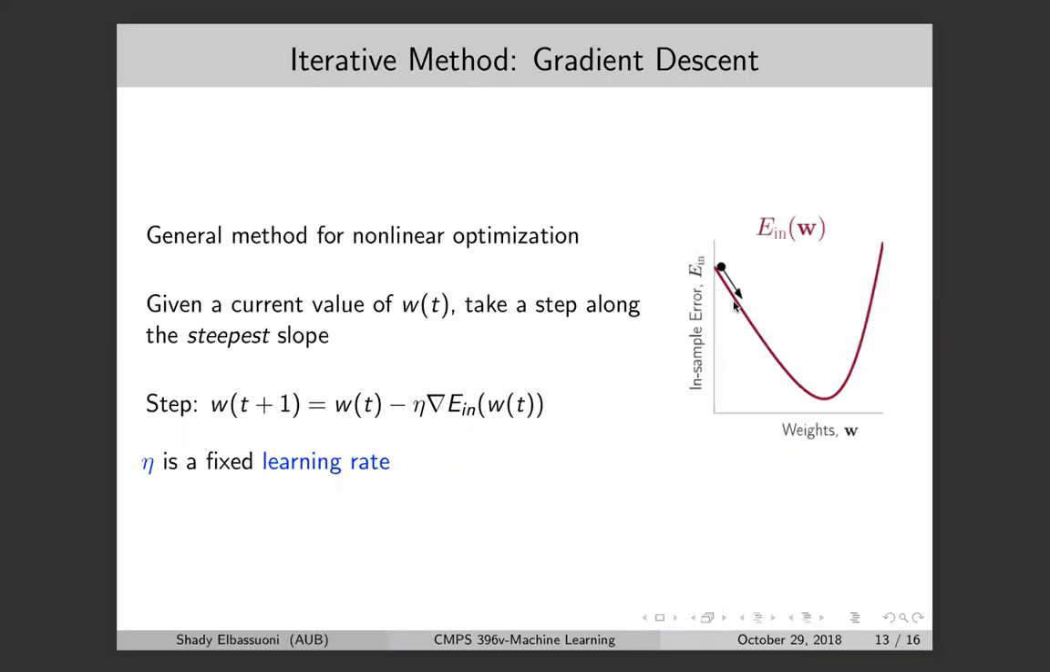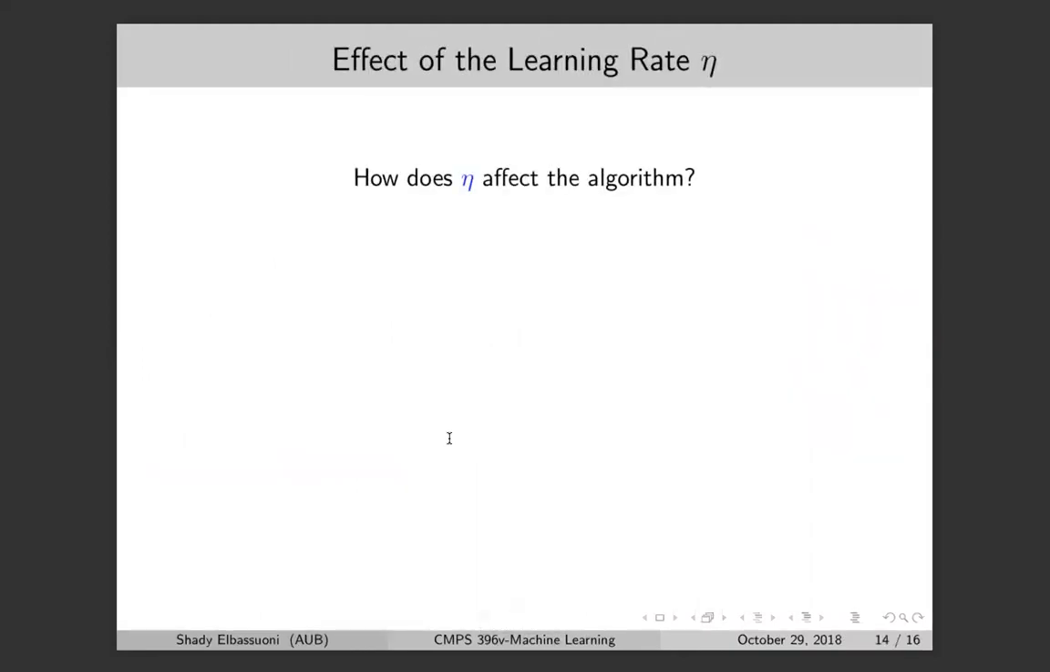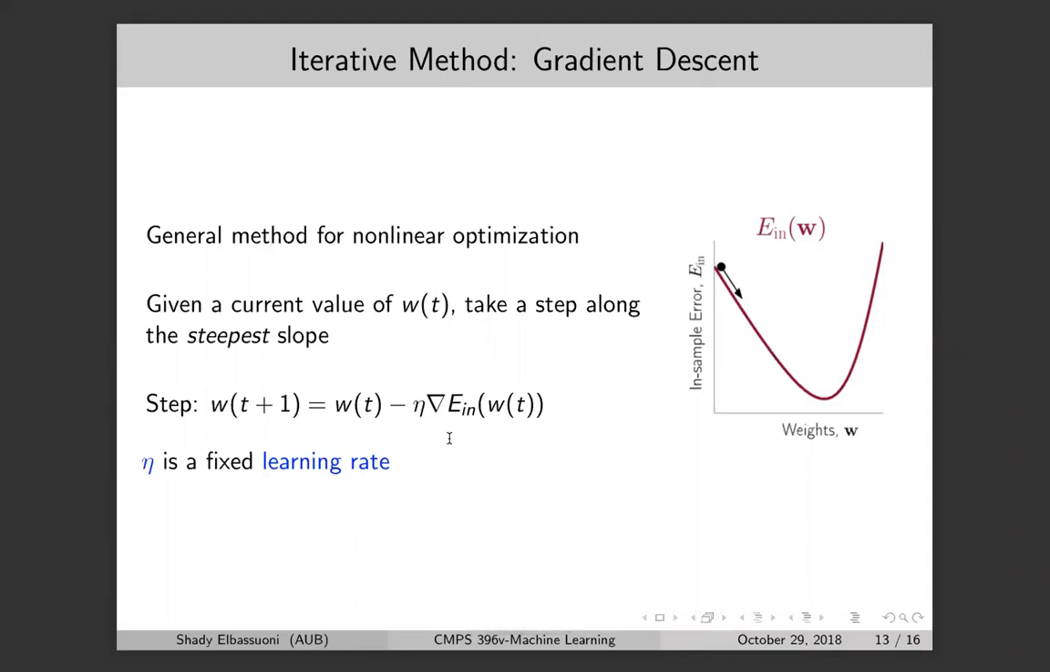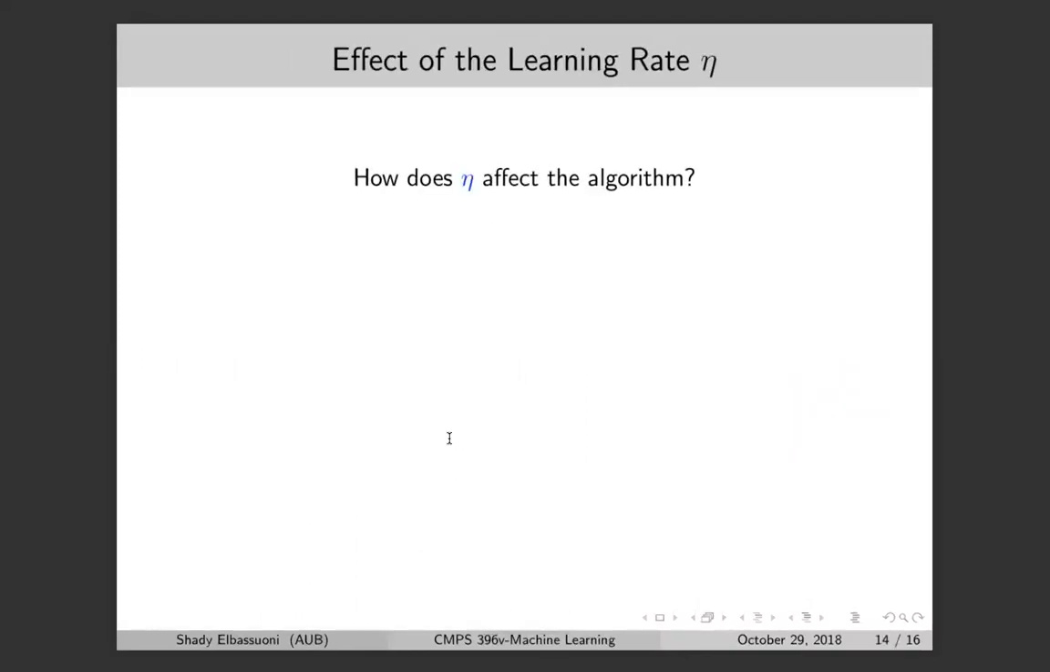Good. So now back to gradient descent. The new weights would be the old weights minus eta, the learning rate, times the gradient at W of t, at the current values of the weights. That's it. That's the algorithm. Let's first see how the learning rate affects the algorithm, and then we'll see the pseudocode of the algorithm, and we're done.